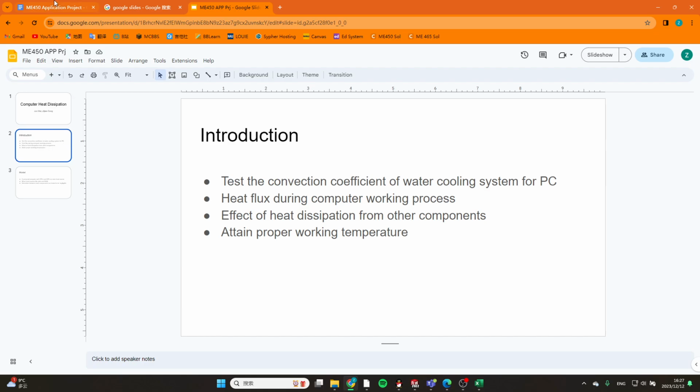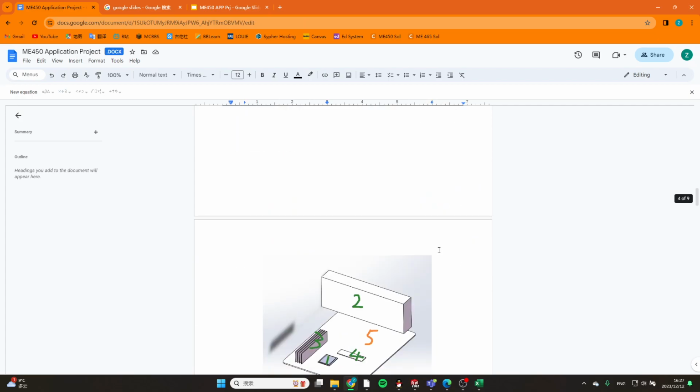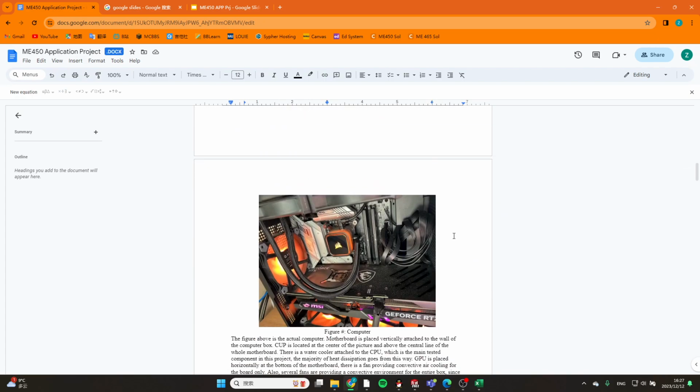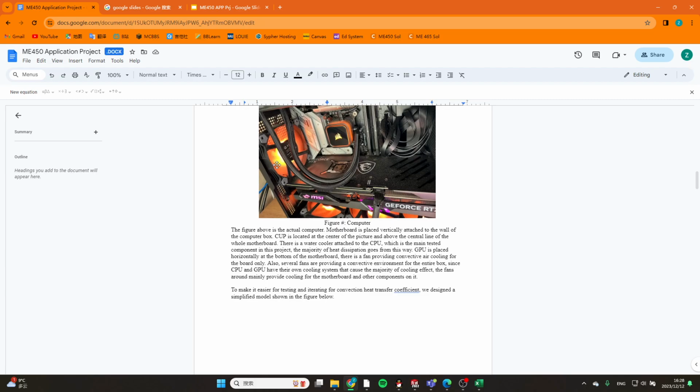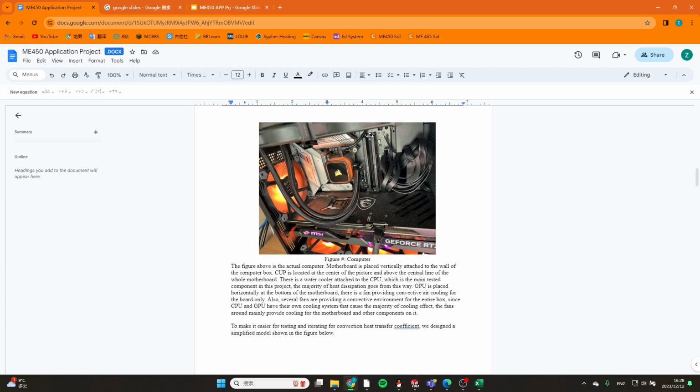So let's dive into the model right here. This is an actual computer. This one is CPU. It has a water cooling system attached on it. This is a GPU. It has an internal wind cooler, surface convection, and the fans provide a limited convection for motherboard and RAM right here, and the disk should be somewhere hidden right here.